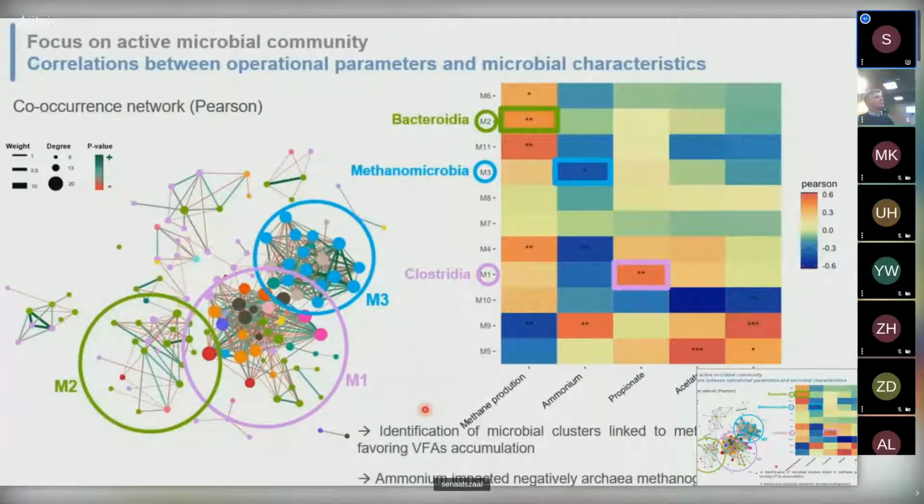So to conclude, we identified microbial clusters linked to methane production and to favoring VFA accumulation. And we can see too that ammonium impacted archaeal methanogens negatively.